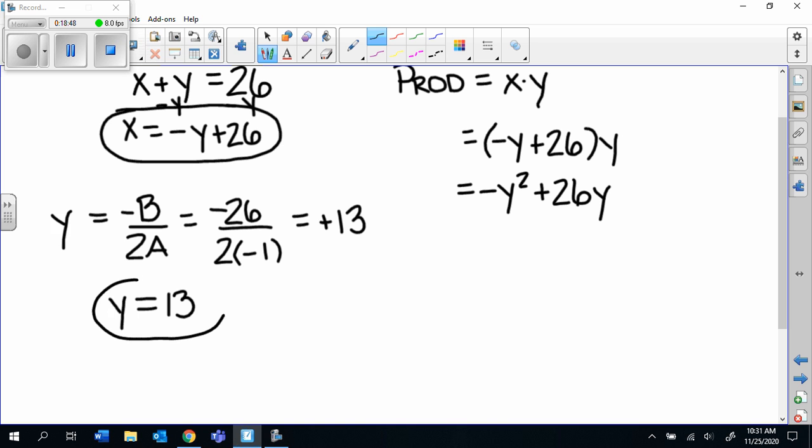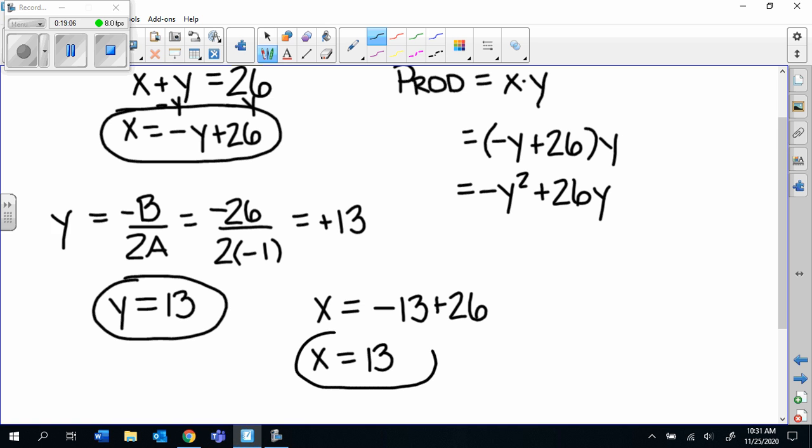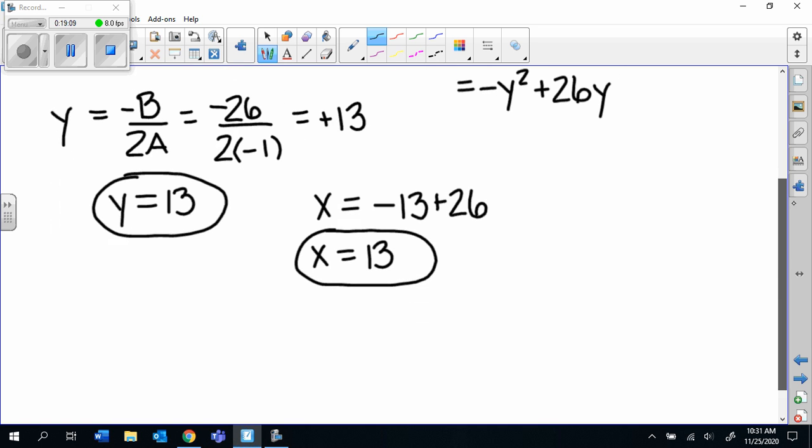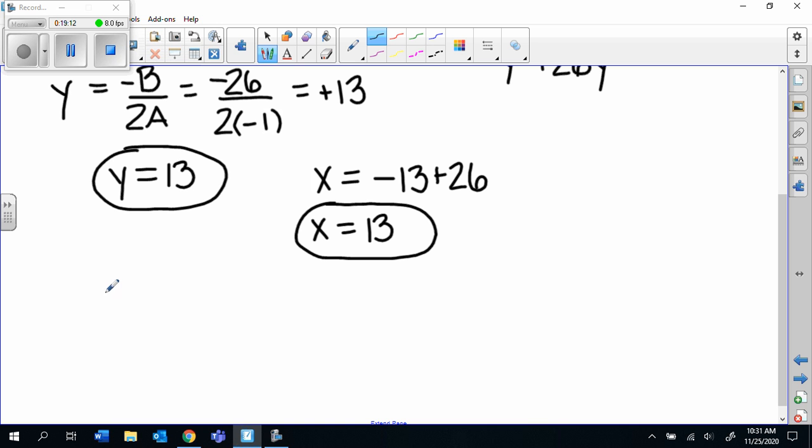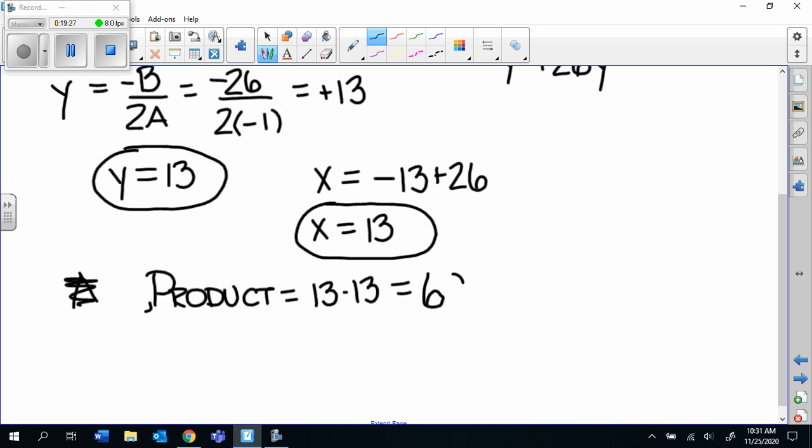And you can see immediately above me, I've got x equals negative y plus 26. So if I plug in that 13, but I've got a negative right there, so make sure you change the sign. X will also turn out to be 13, because again, the square is the maximum area, so the same number is going to yield the maximum product. And if it asked you for what that product would be, it would be 13 times 13, or 169. There we go. Wrote that a little backwards there.